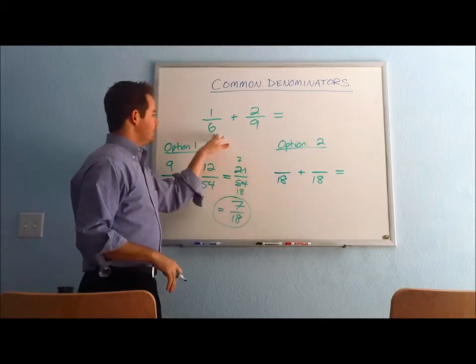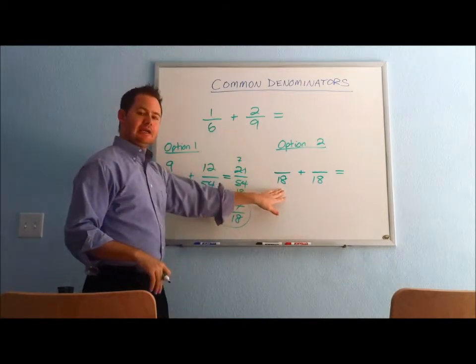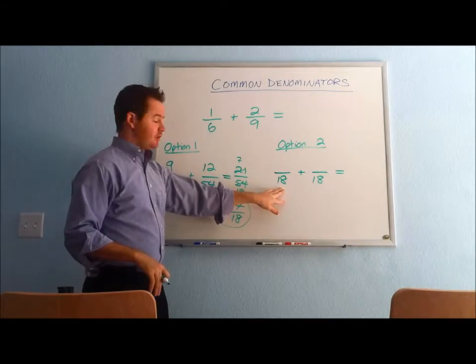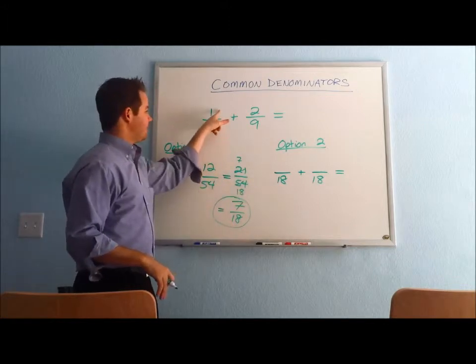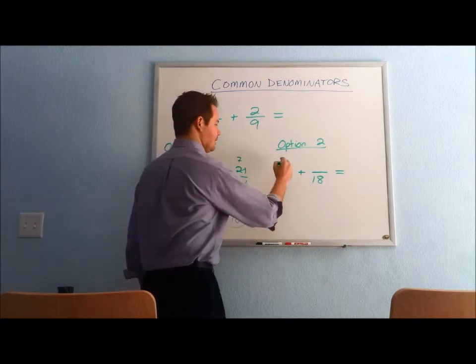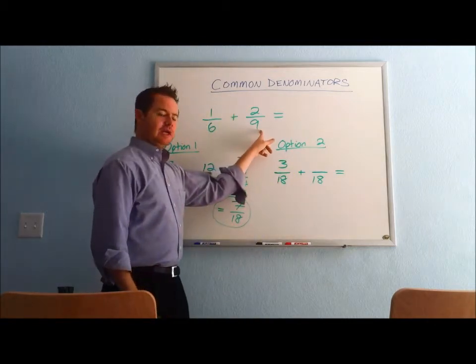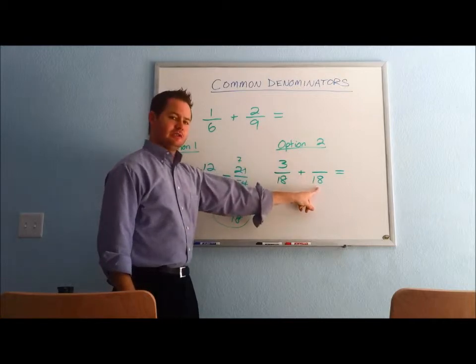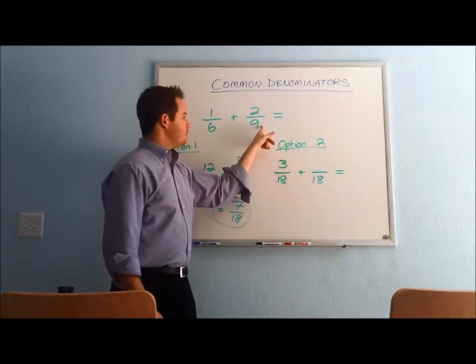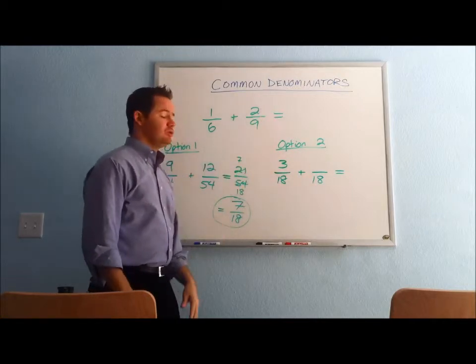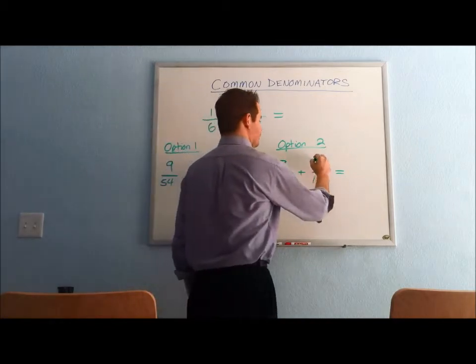Now, for 6, what did we have to multiply by to get 18? We had to multiply by 3. So we have to do that on top as well. 1 times 3 is 3. And for 9, we had to multiply times 2 to get 18. So that means we have to multiply our numerator times 2 as well. And 2 times 2 would give us 4.